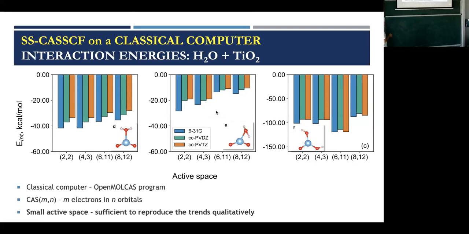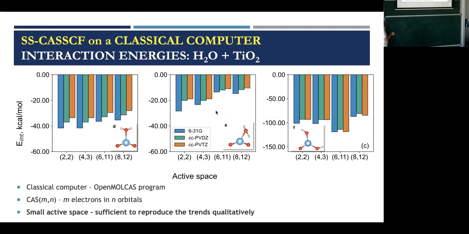So we did this for many different active spaces. I'm just showing 4, and then we can see that for the state where the water absorbs on titanium dioxide and the dissociated state, the values we obtain from the smallest active space are qualitatively at least reproducing the trend.